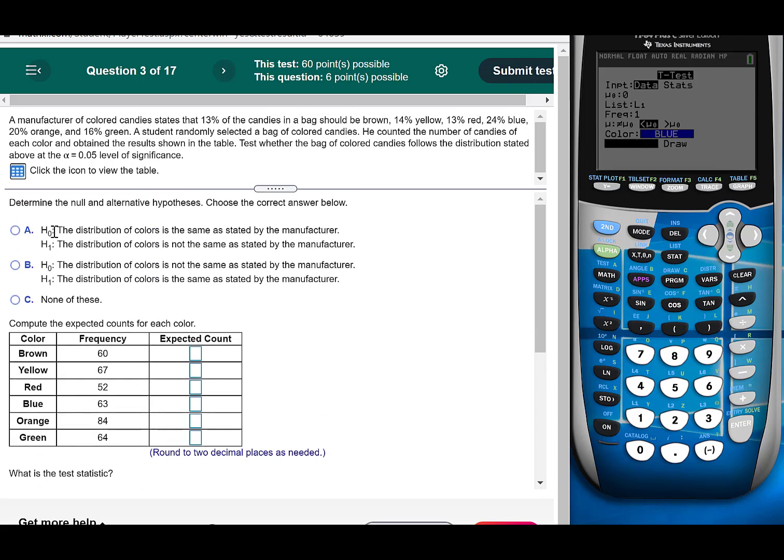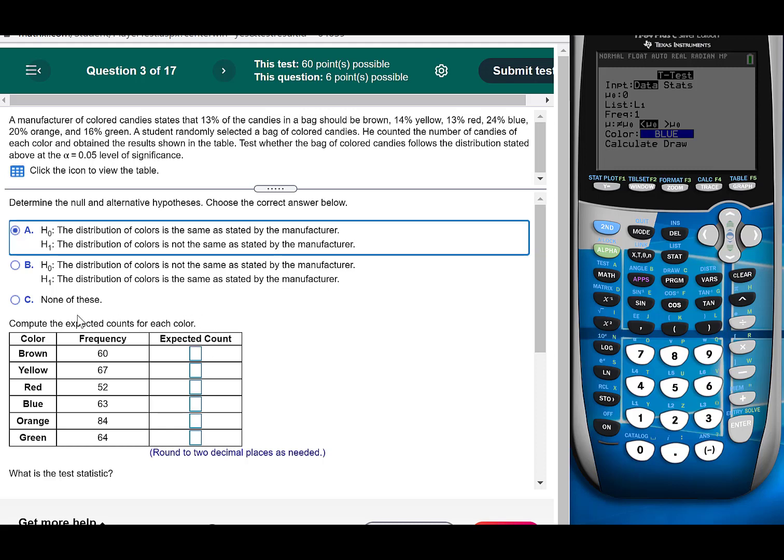Actually, it is easy here. H0 is the distribution is as claimed by the manufacturer, and then H1 will be the distribution is not as claimed, so it should be A. Now, the next step is asking you for expected values.